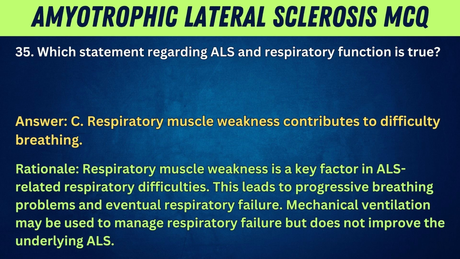Rationale: respiratory muscle weakness is a key factor in ALS-related respiratory difficulties. This leads to progressive breathing problems and eventual respiratory failure. Mechanical ventilation may be used to manage respiratory failure, but does not improve the underlying ALS.